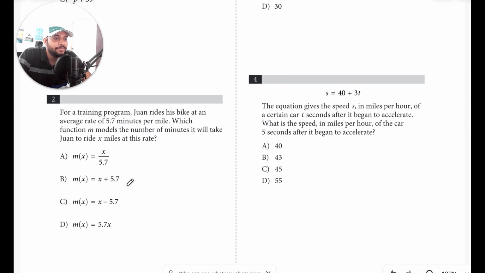For a training program, Yuan rides his bike at an average rate of 5.7 minutes per mile. Which function M models the number of minutes it will take for Yuan to ride x miles at this rate? Riding 1 mile in 5.7 minutes. So for x miles, time taken would be x times 5.7, because each mile is taking 5.7 minutes. M of x is equal to 5.7x.